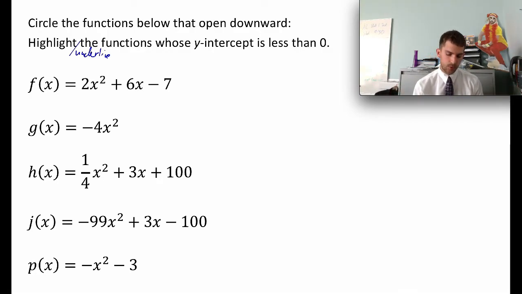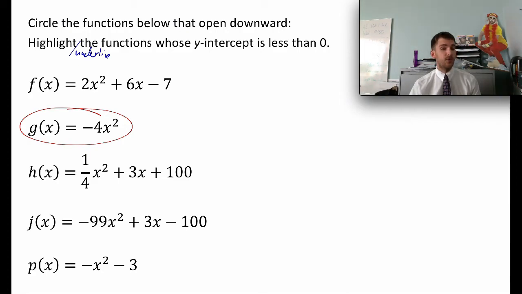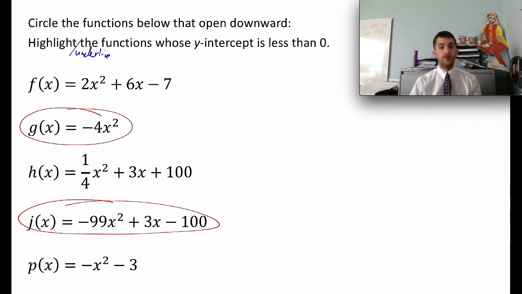So opening downward means it's going to have a negative a value. It's got a negative coefficient in front of the x squared term. So let's circle those. The first one, 2x squared, that opens up, positive a value. G of x, negative 4x squared. The negative a value means it opens downward. H of x, got a positive 1/4 as your leading coefficient, so that opens upward. J of x is negative 99x squared. That opens down. It's got a negative leading coefficient. And P of x, negative x squared, that opens down because our leading coefficient is negative 1.